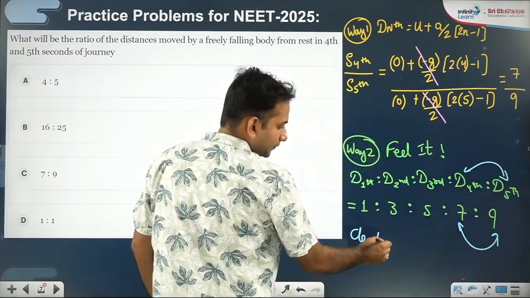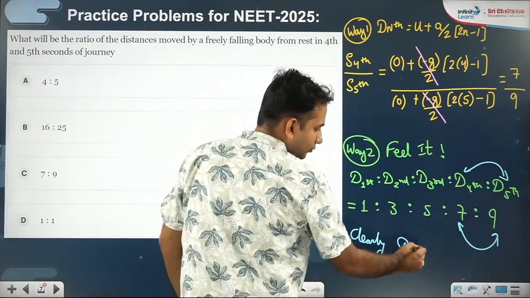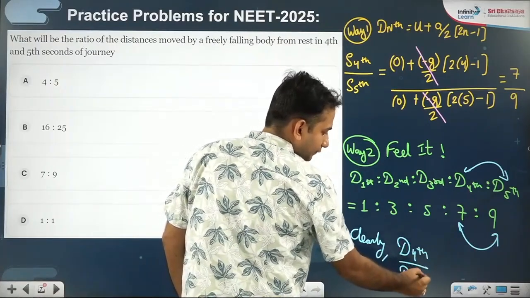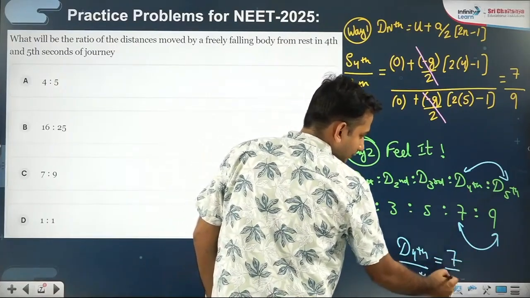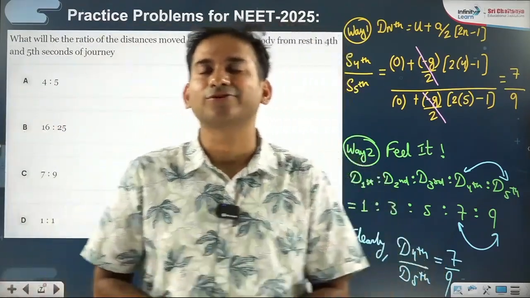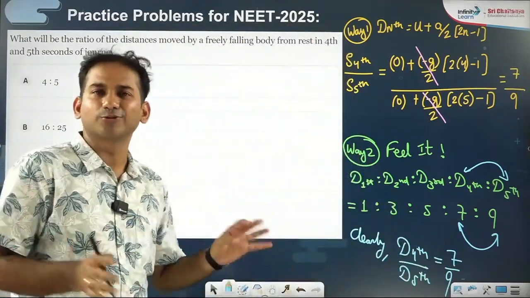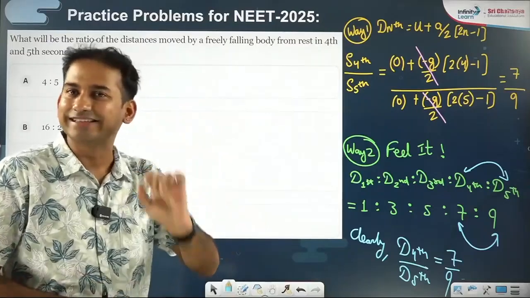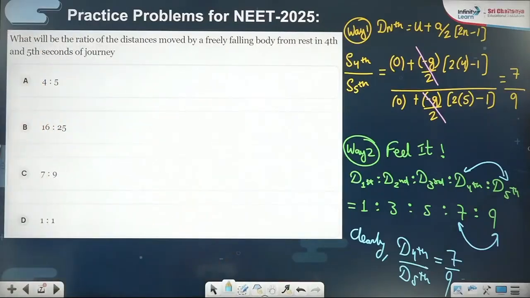Clearly you can say that distance traveled in the fourth second by distance traveled in the fifth second, and the answer will be simply 7:9. Hope it is clear. Okay. By equations also you can solve those problems, and if you don't want to solve those by equation, then on your fingertips you can easily do that. Okay. I hope the logic is clear.